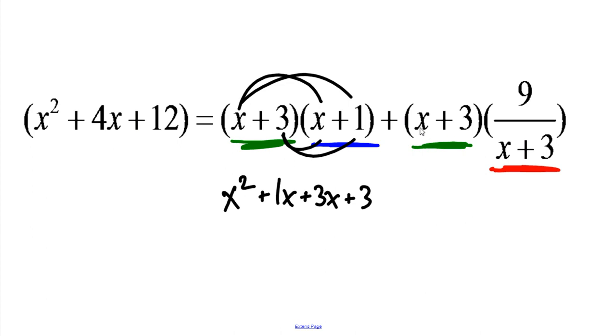X plus 3 is really x plus 3 over 1. This is a fraction times a fraction. These bits right here are going to cancel each other when they multiply, so I'm just left with 9 over 1. So this would be plus 9 when it all comes out of that.